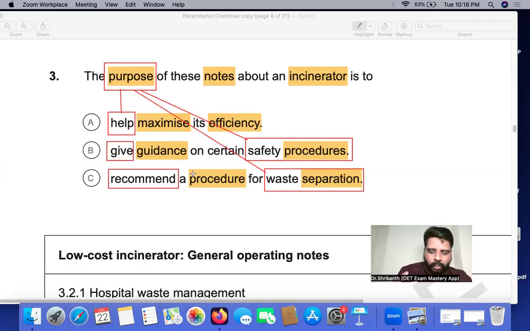So like this, what you do is you just identify the focal point. The verbs are basically the focal point of the answer options. Help: the reason for these notes is to help the reader improve the efficiency. The reason for writing these notes is to give guidance on safety procedures. The purpose is to recommend, that is to suggest, one particular method for waste separation.